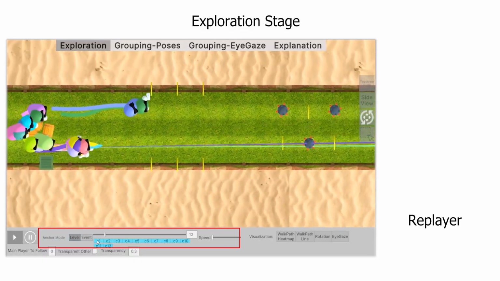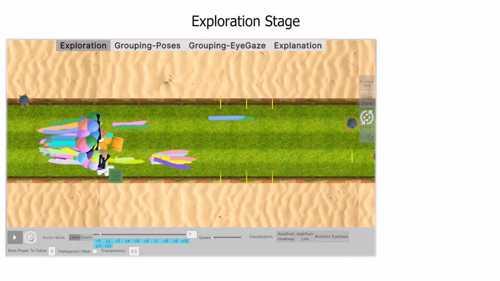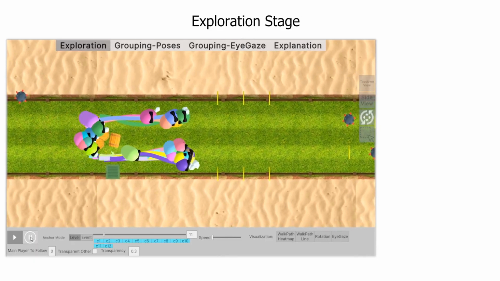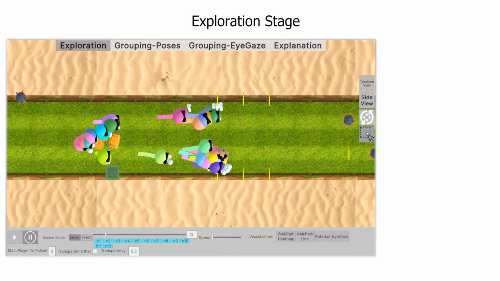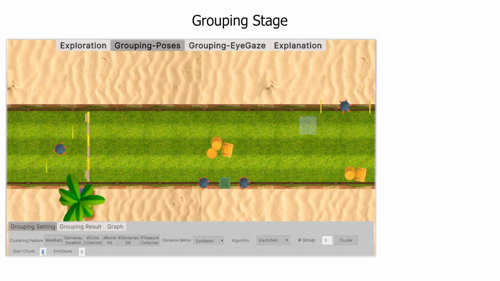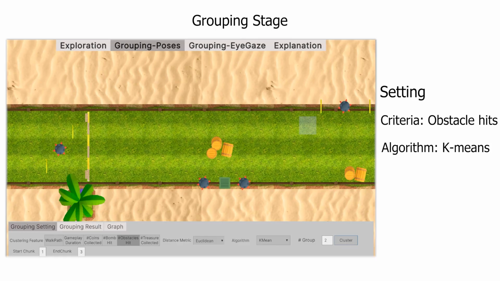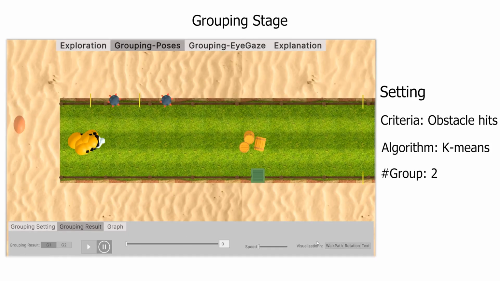With level anchors, she directly jumps to a specific chunk of interest. Right away, she notices some players are significantly delayed due to repeatedly bumping into an obstacle barrel. To identify all players who bumped into the obstacle, she moves to the grouping stage, where she specifies clustering criteria for grouping. She selects obstacle hits as a feature and uses k-means as the clustering algorithm, setting the number of groups to 2. Next, she moves to the grouping results sub-tab to review the outcome.